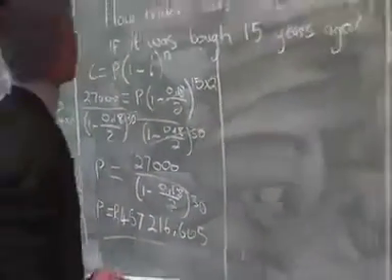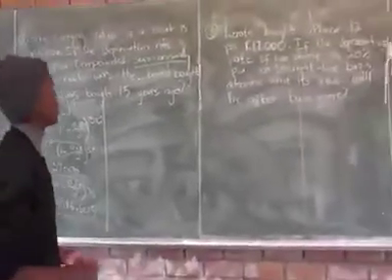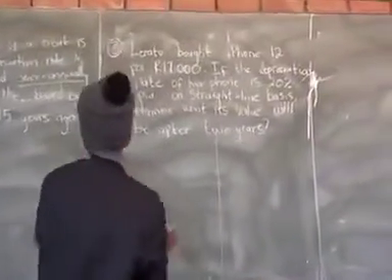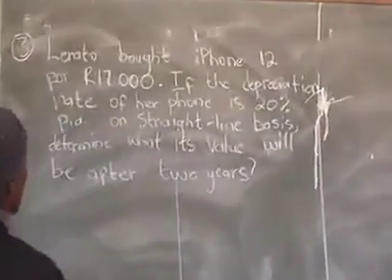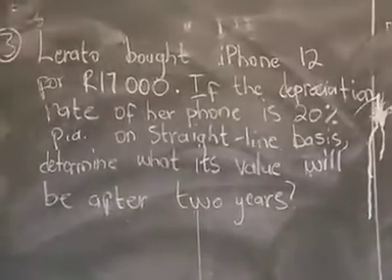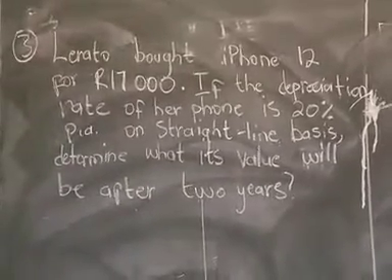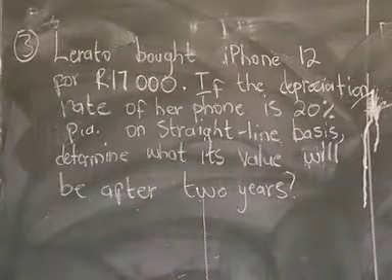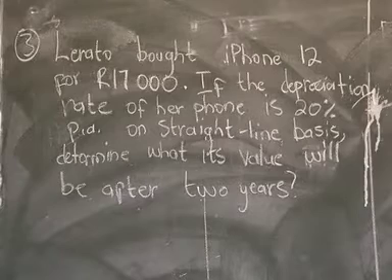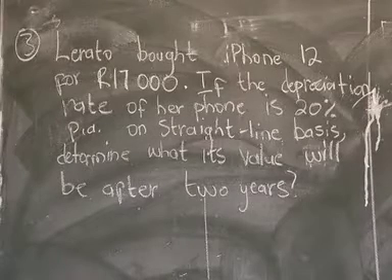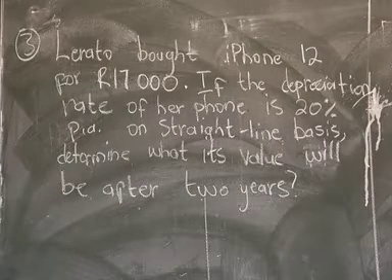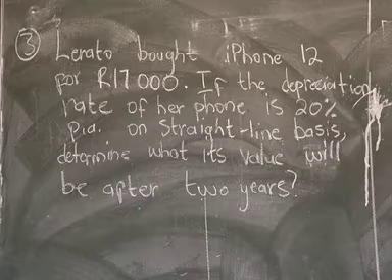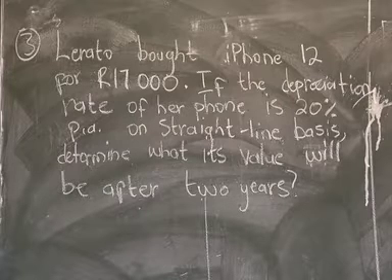So I'm going to move to the other question. Actually, this is the last question for the compound decay. The question reads as follows: Lerato bought an iPhone 12 for 17,000. If the depreciation rate of her phone is 20% per annum on straight line basis, determine what its value will be after 2 years.